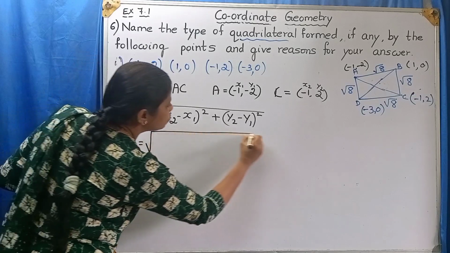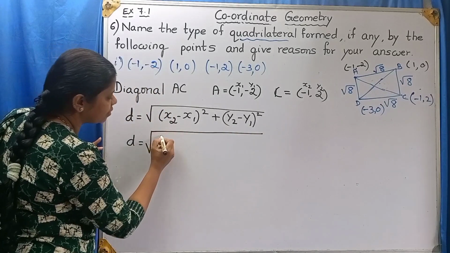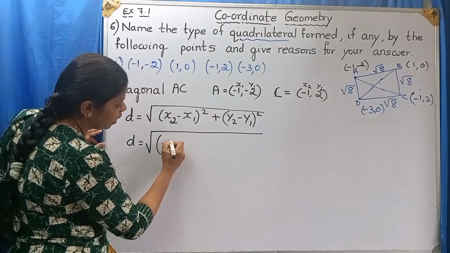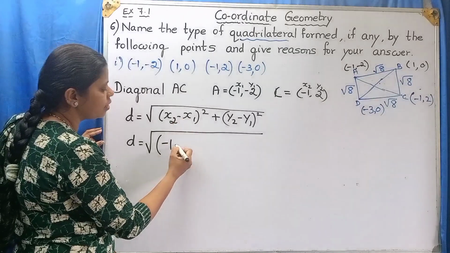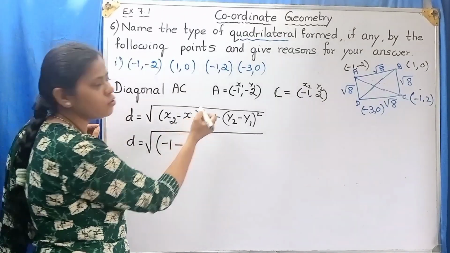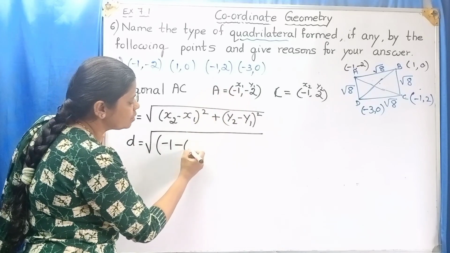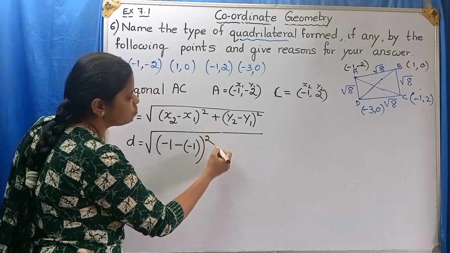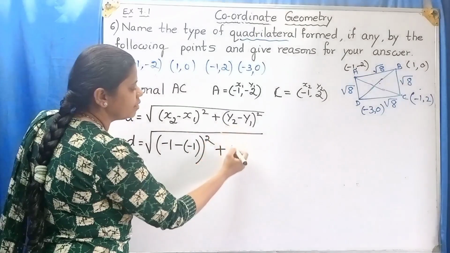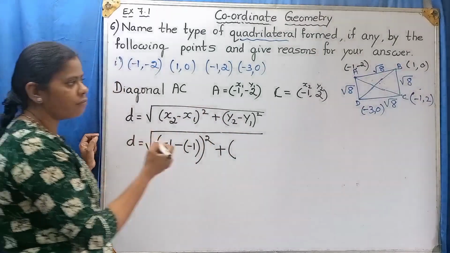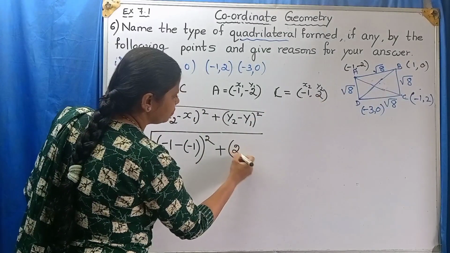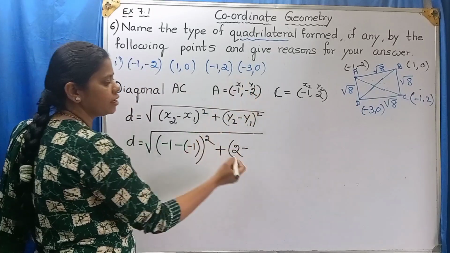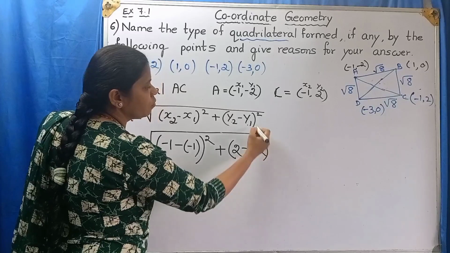Therefore, D is equal to square root of, for this bracket, let us write bracket x2. The value of x2 is -1. For this minus symbol, let us write minus x1. The value of x1 is -1. Whole square. For this plus, let us write plus bracket y2. The value of y2 is 2. Minus y1. The value of y1 is -2. Whole square.